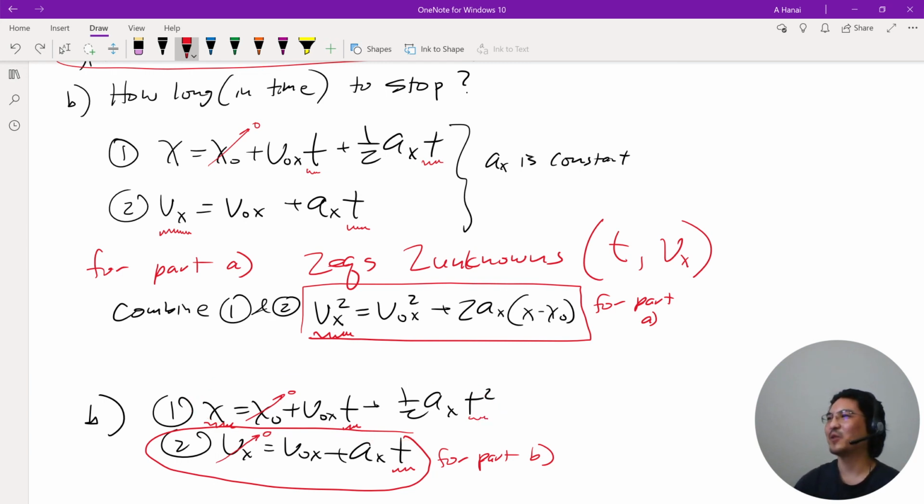Okay, so try and practice the strategy. It's the strategy that's important, right? Find your equations, identify the unknowns, and then you substitute.